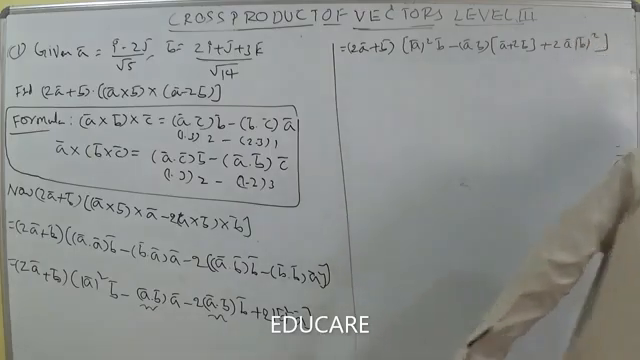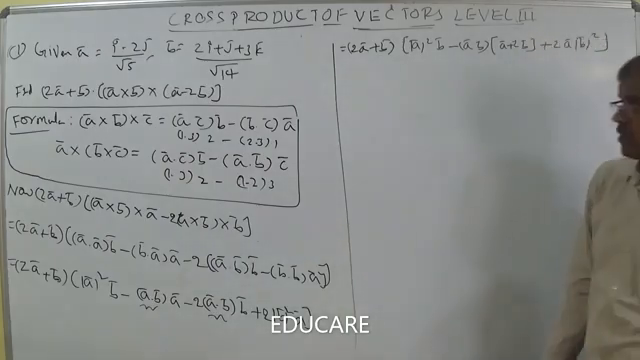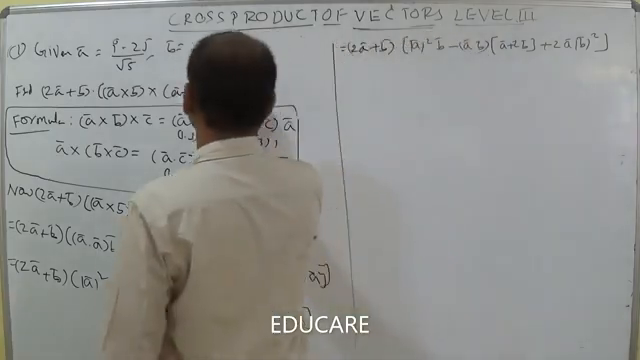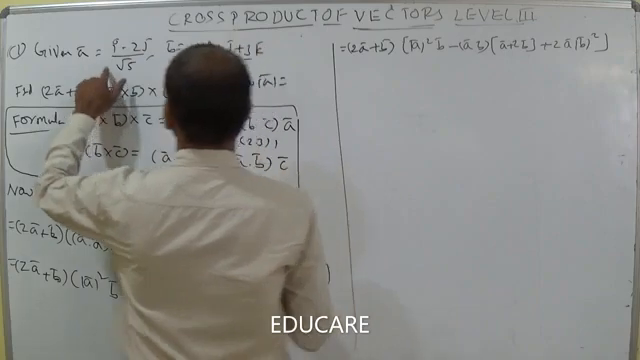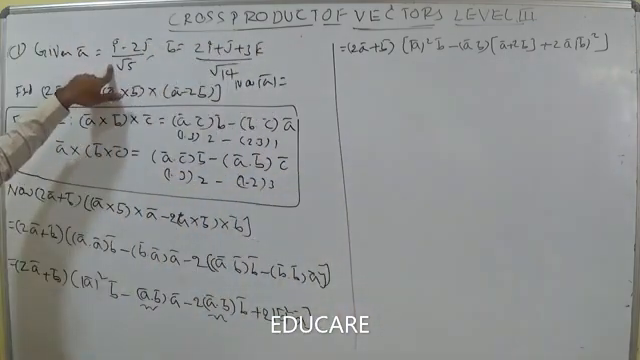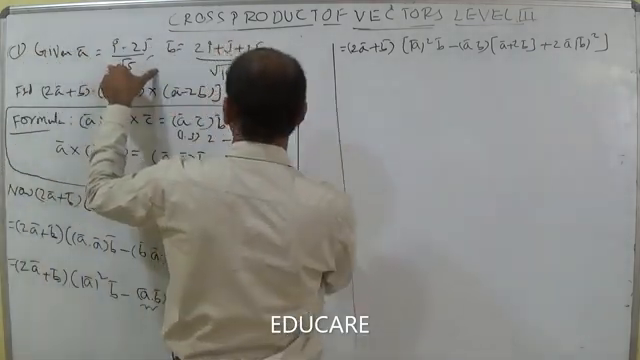Now let us calculate the values of |a|² and |b|². Here I am writing mod a bar. What is the value of mod a bar here? 1 by 5 plus 4 by 5. What is the value of 1 by 5 plus 4 by 5? It is 5 by 5, which becomes 1.